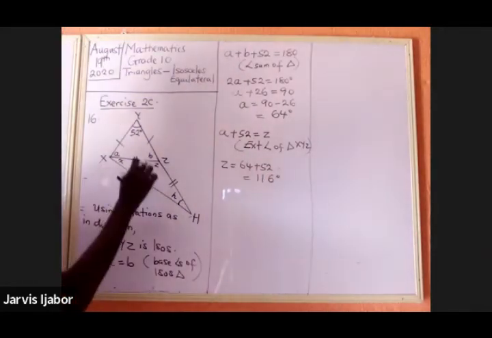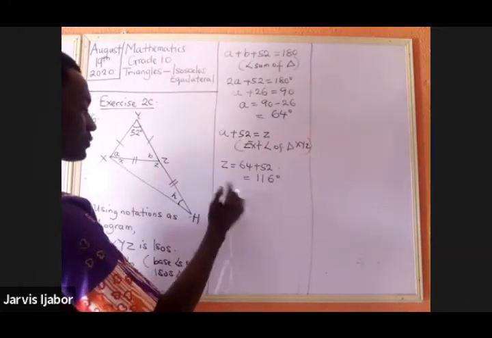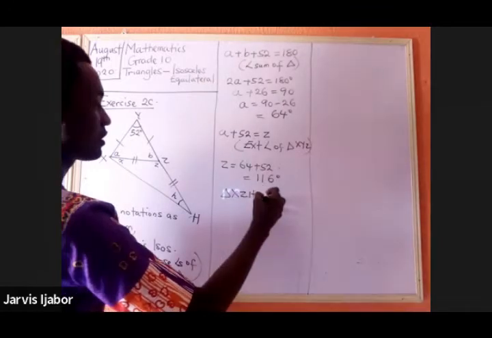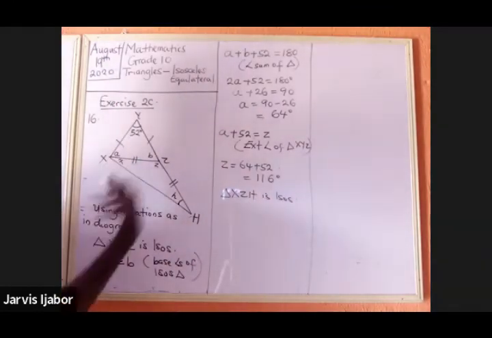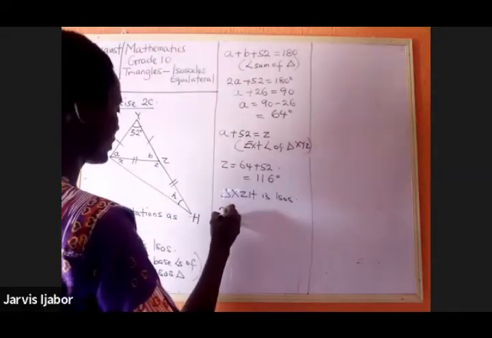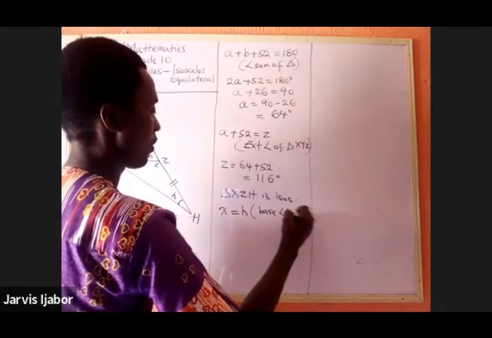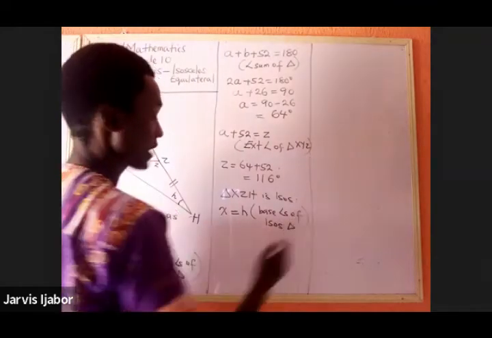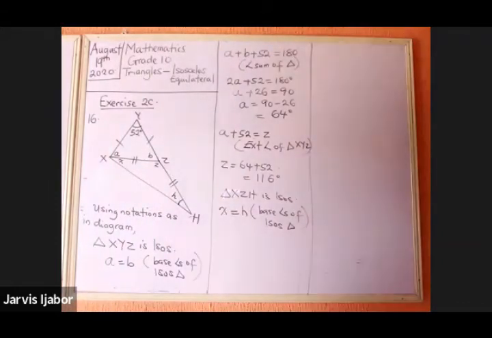Now, getting this angle will help us get this one. Take note that triangle XZH is isosceles. It's an isosceles triangle. So therefore x is equal to h. Reason: base angles of isosceles triangle will give us that argument.